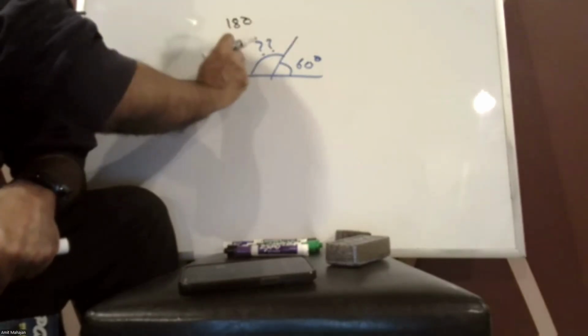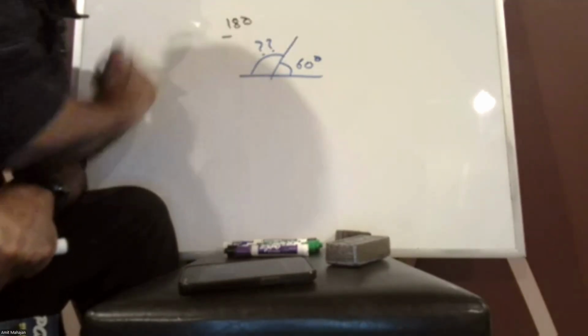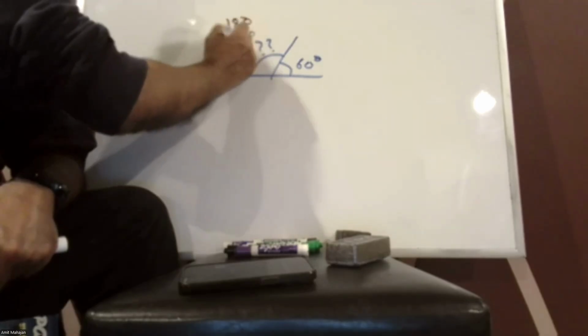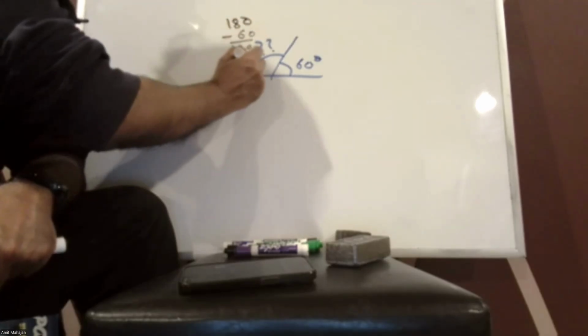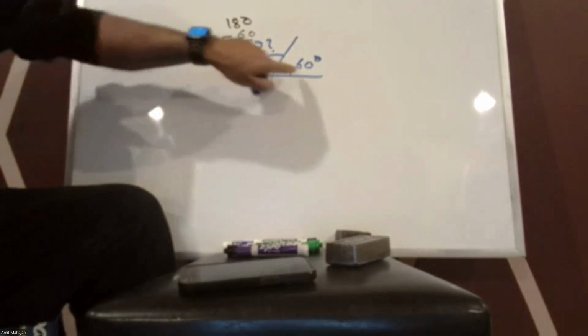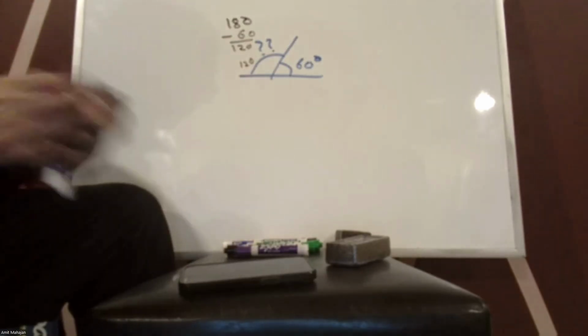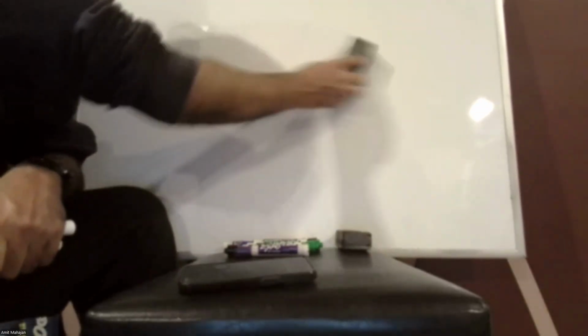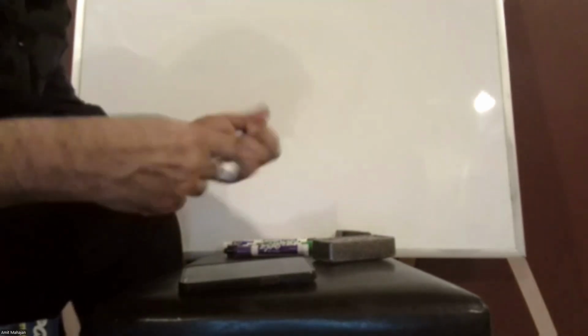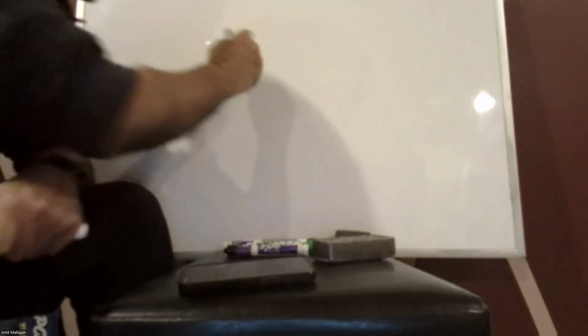Okay. So this is important. He said, Uncle, the straight angle is 180 degrees. 180 minus 60 is 120. So this angle has to be 120 because the sum of these two angles needs to be 180. It's a straight line, a straight angle. Next one, Arush, is an important one.